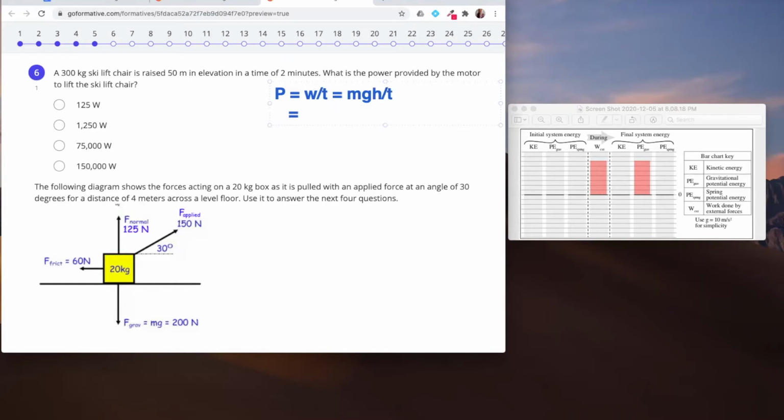So the ski lift moves a 300 kilogram mass through a 9.8 gravitational field to a height of 50 meters in 2 minutes. A special thing to keep in mind here is 2 minutes is 120 seconds. That yields a power of 1,225 watts. Now, if you're looking at this and thinking, oh wow, there's not an answer that's super close here, that's because if you use 10 instead of 9.8, then you get 1,250. Round to the nearest number if you can't find one that's close to the one you calculated.